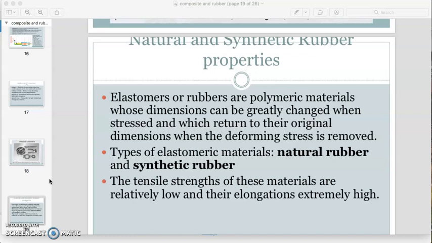Okay, rubber is a polymeric material. Rubber or elastomer is a polymeric material whose dimension can change when we apply stress and can return back to the original dimension when the stress is removed. Rubber can be divided into two types, which are natural rubber and synthetic rubber. Natural rubber we can get from the rubber tree, and synthetic rubber is from the polymerization process of polymer. The properties of rubber are low tensile strength, but their elongation is high.